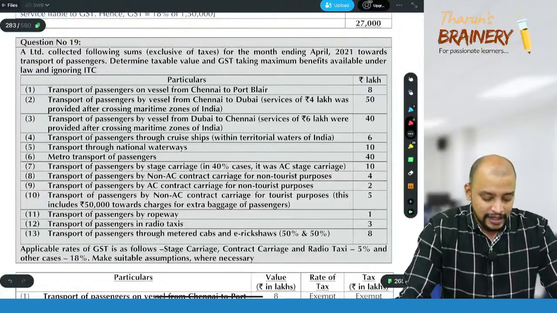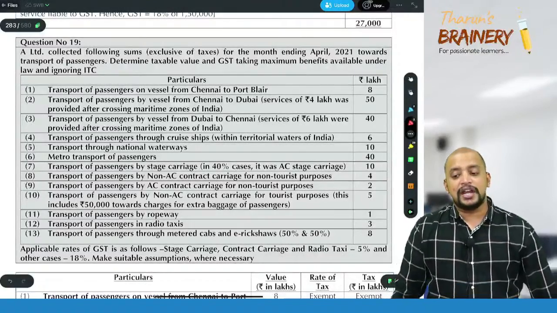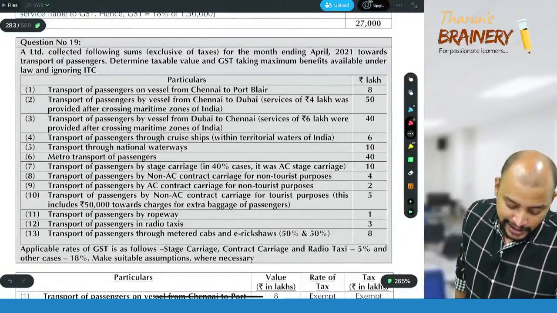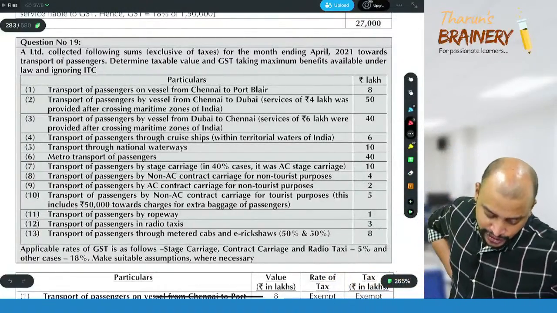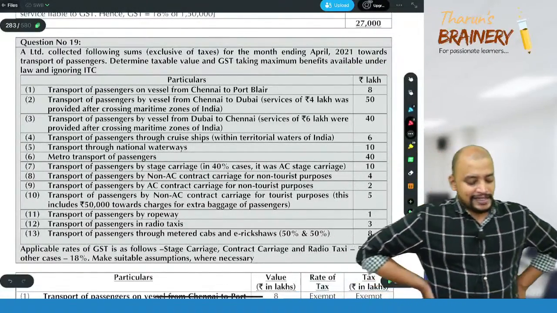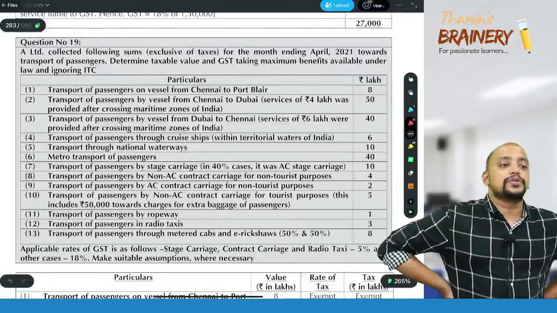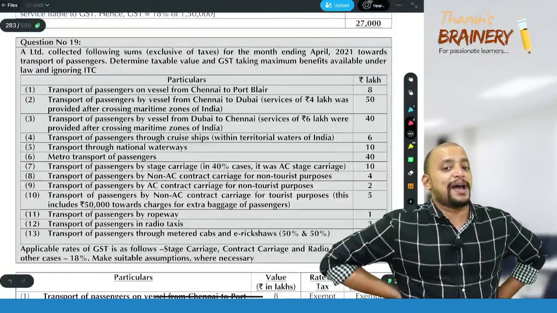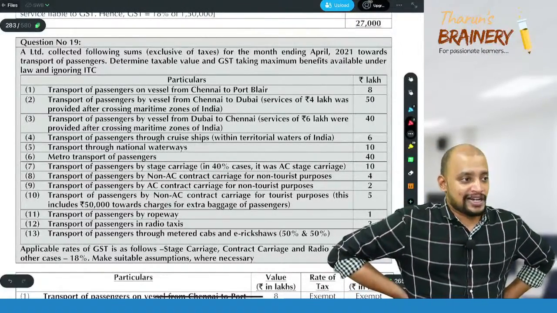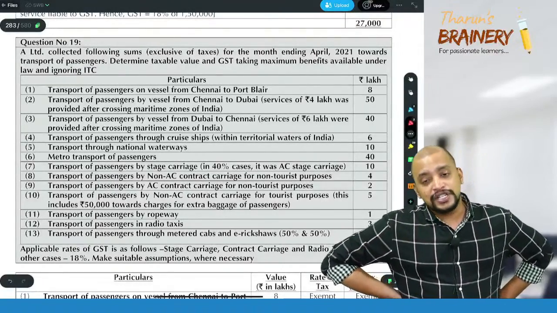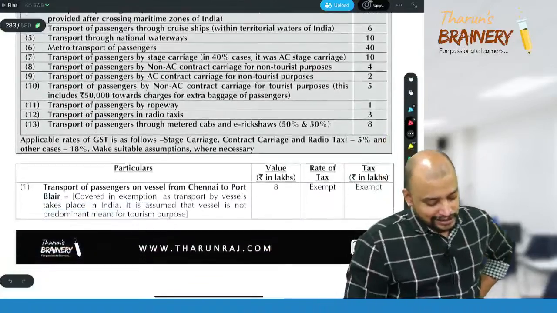Okay. Then, transportation of passengers by vessel from Chennai to Dubai. Service of 4 lakh was provided after crossing maritime zones of India. So, passengers from Chennai to Dubai, is there any exemption? No. Exemption is only for transporting the passengers between places in India, that too for public transportation. For tourism purpose, it is taxable. It is nowhere covered under exemption, so it will be taxable.